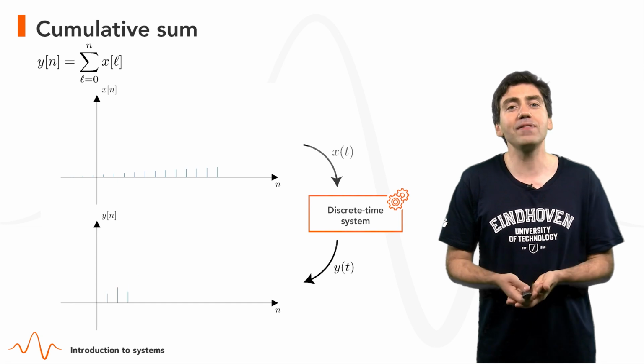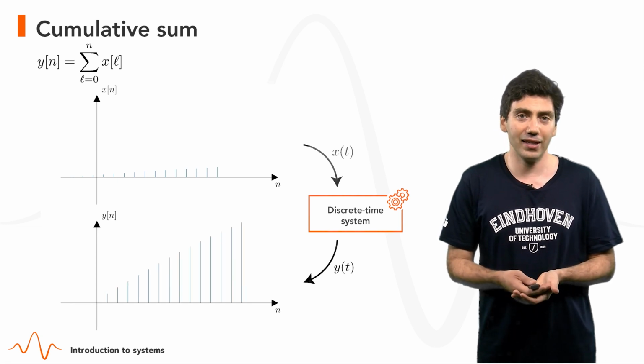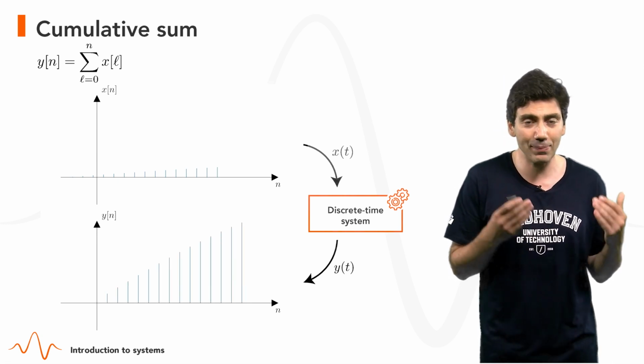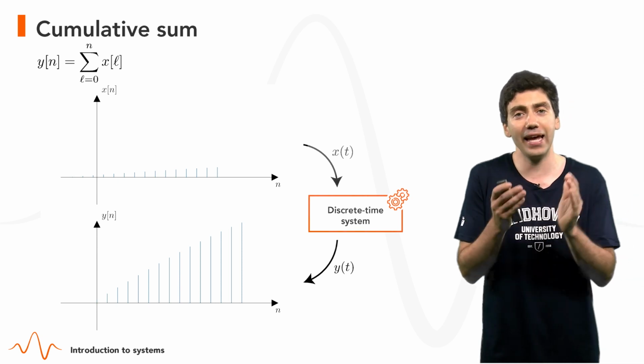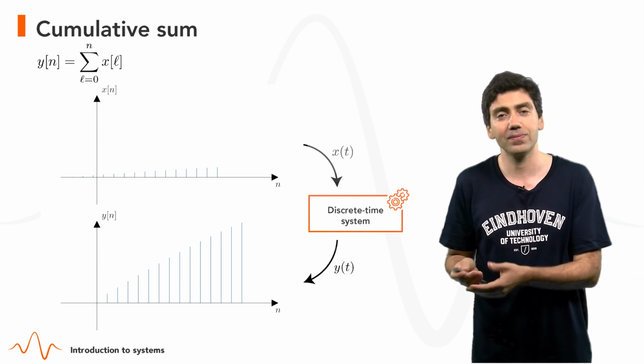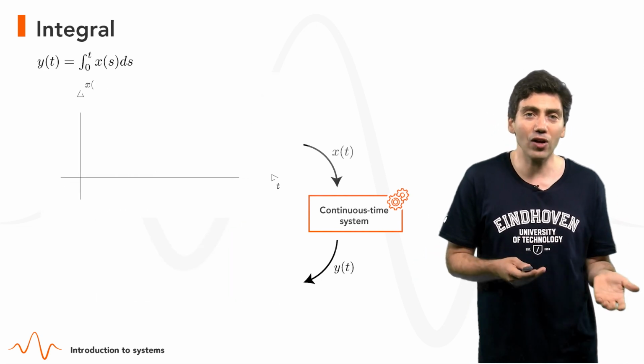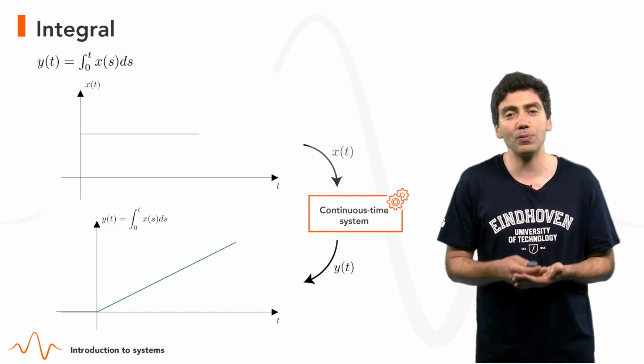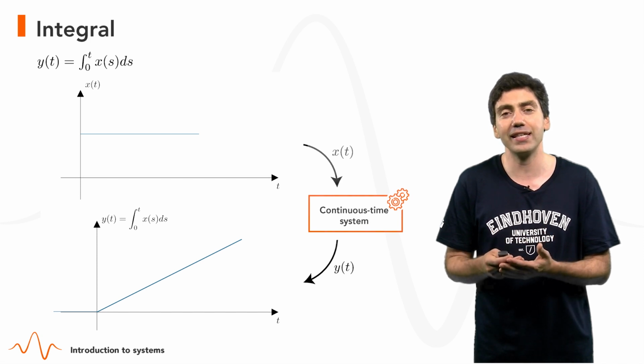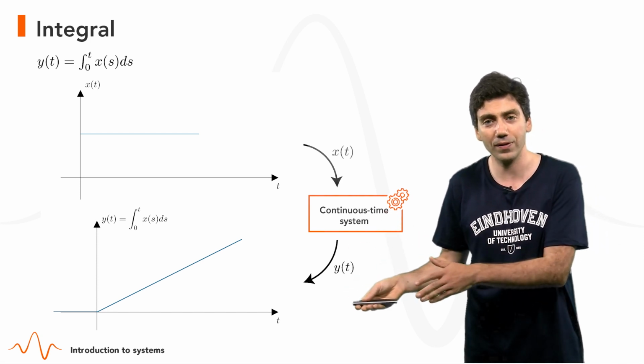We also have the cumulative sum in discrete time, which is the summation from l equals 0 until n of the input signal. That gives us the output y of n. The analogous operation in continuous time is the integral from 0 to capital T of x of s ds, and this gives us y of t.